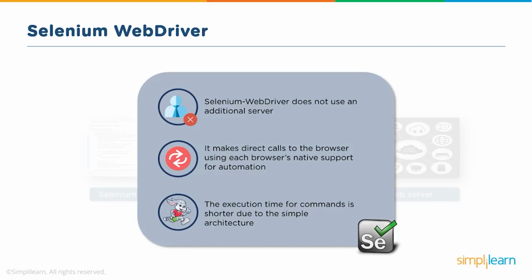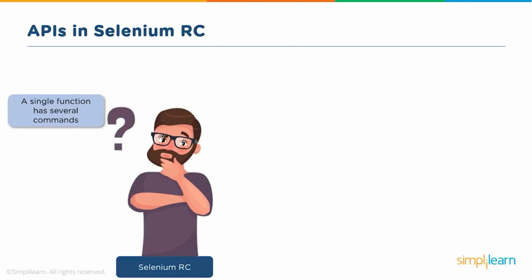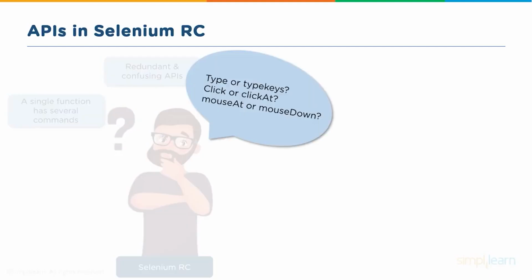Now, was that all because of the architecture? No, there were a few other shortcomings with RC. APIs in Selenium RC: a single function has several commands. Redundant and confusing APIs. RC is a less object-oriented API. Though there is a good set of APIs to work with, they are pretty redundant and confusing. For example, how and when to use a type keys or a type command. Another example is the mouse commands: when to use click or click at, or when to use mouse at or mouse down. So this was getting pretty confusing for the developers.